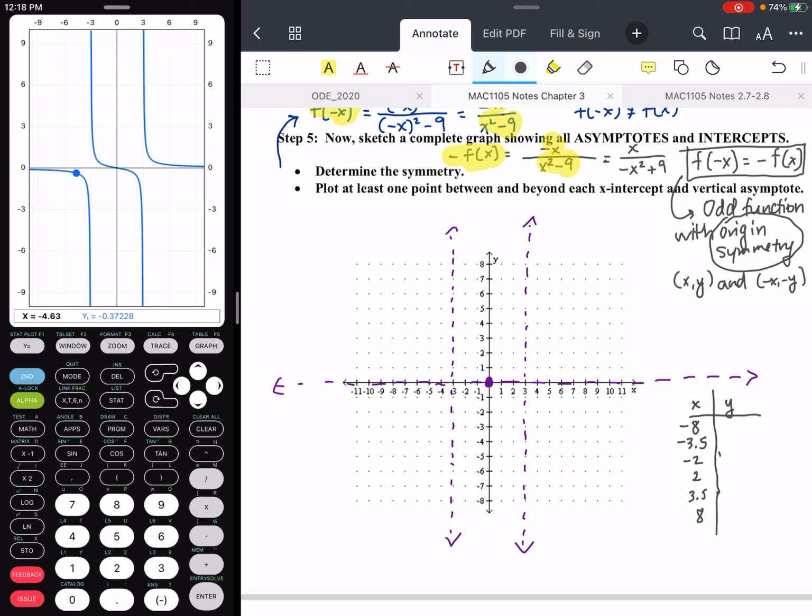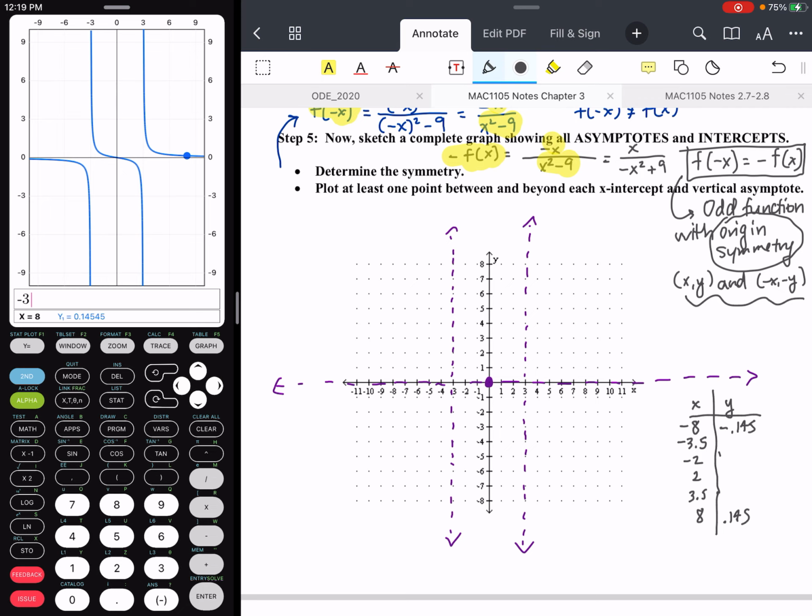All right, using our trace function, negative 8 gives me a y value of negative 0.145. I'll just round it there. And by the way, that means that I know positive 8 is going to give me positive 0.145. I can double check that, and I'm right. And that's from the origin symmetry, right?